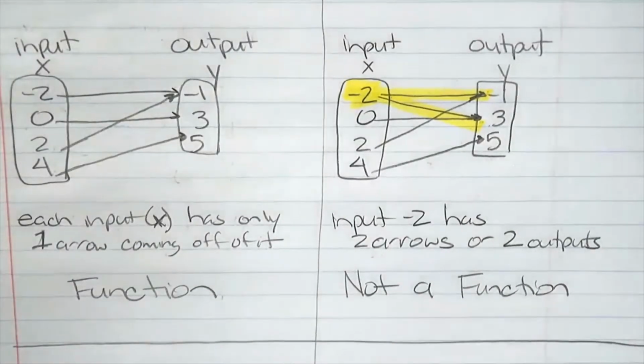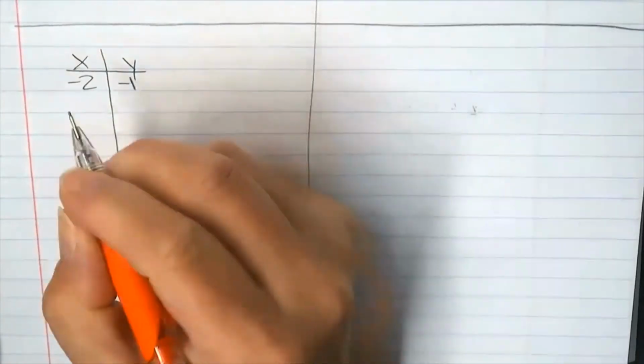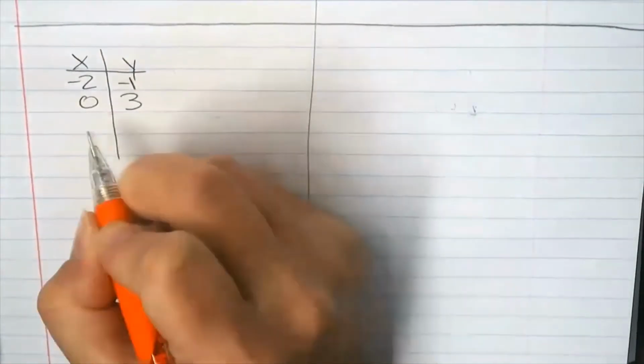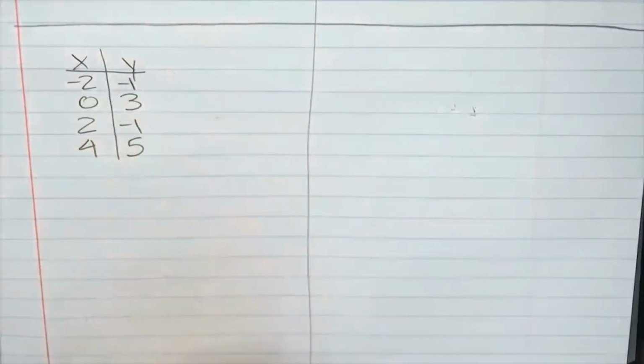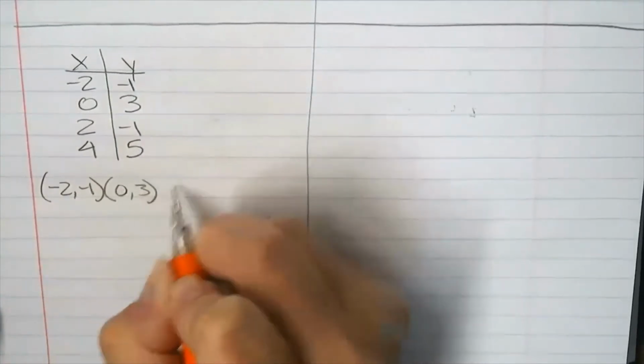Okay, let's take a look at what functions look like as tables and ordered pairs. So we have this table, x, y, -2, -1, 0, 3, 2, -1, 4, 5. So this is a table, and this is what it would look like as ordered pairs.